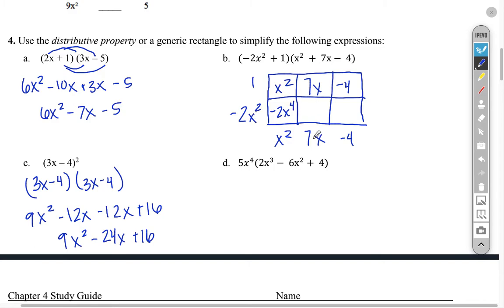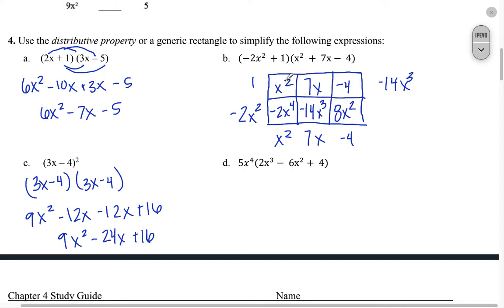Negative 2x squared and 7x is negative 14x cubed. And negative 2x squared and negative 4 is 8x squared. All right, now we just need to look at our box and combine some like terms, starting with our highest exponent. We don't have any other cubes, so we have that first, negative 14x cubed.